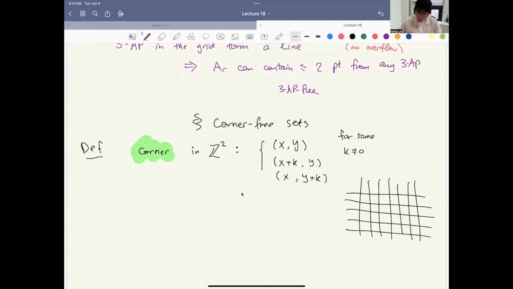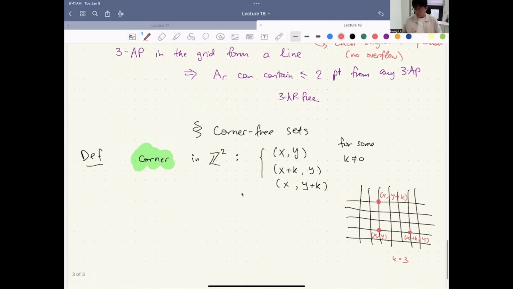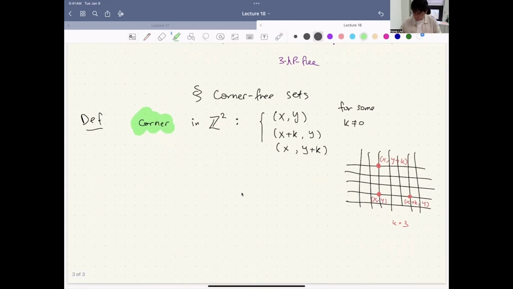Now a corner is basically something like this. Okay, (x, y), (x plus k, y), where here k equals 3. Here is (x, y plus k). Okay, this is a corner. Like a corner. Good.